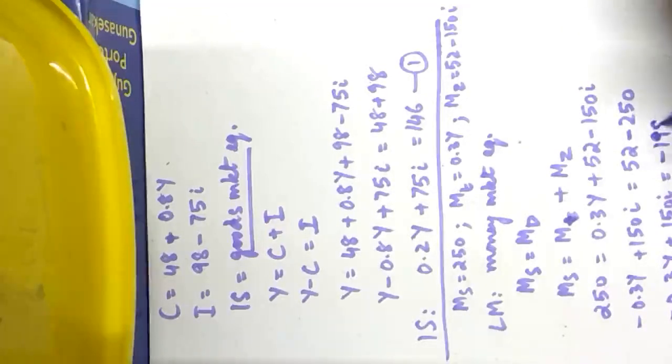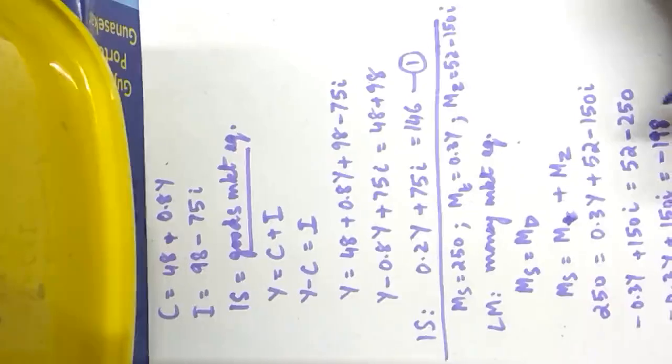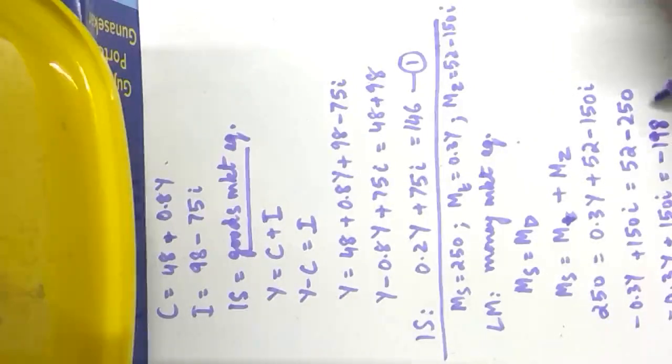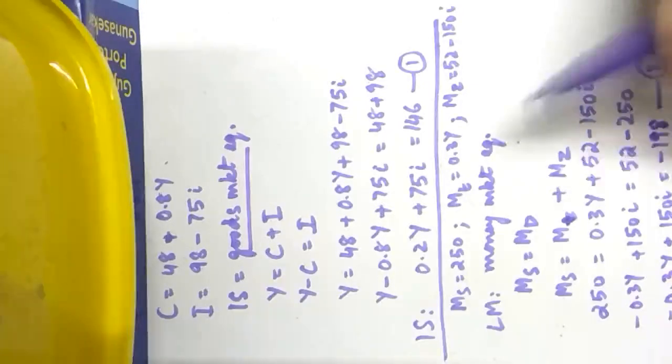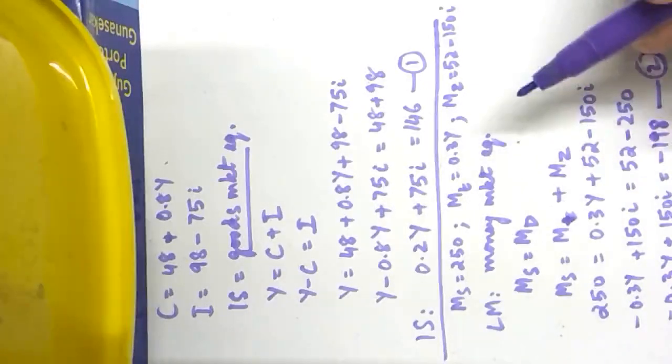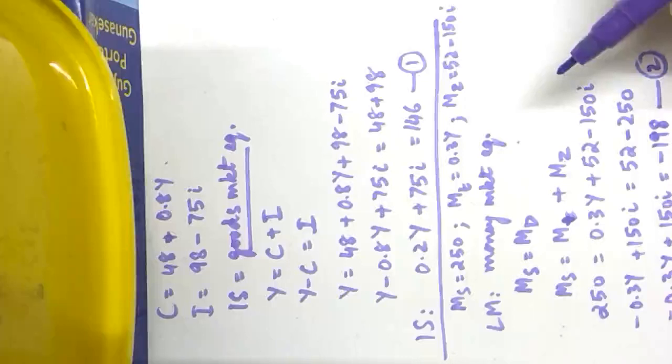So I have minus 0.3Y plus 150i is equal to 52 minus 250, which gives me minus 0.3Y plus 150i is equal to minus 198. And that is the second equation that represents the money market equilibrium, or the LM curve, where the money supply is equal to money demand.